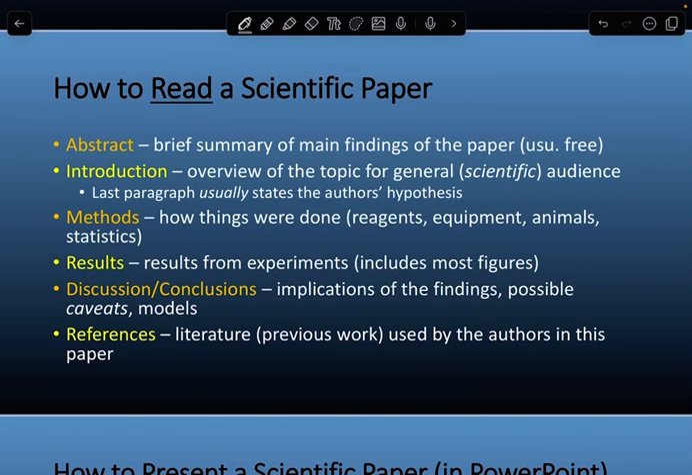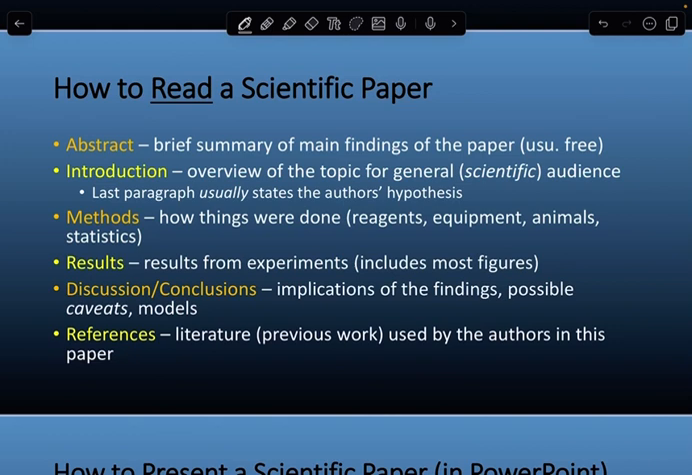Okay. Then the first part of the paper is going to be the introduction. An overview of the topic for a general audience, but it is pitched for scientists. It's not really pitched for non-scientists. The introduction usually goes for a few paragraphs. In this case, it goes a little bit longer.